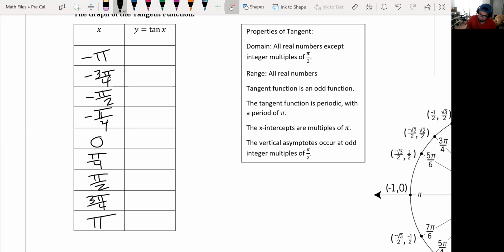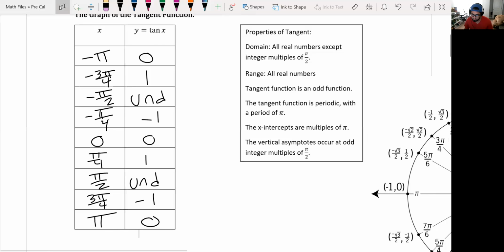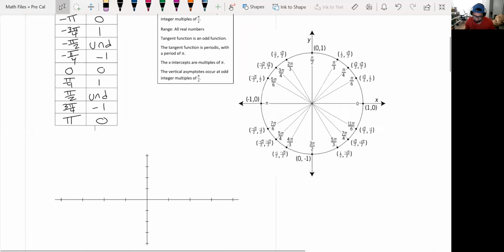Okay, so now when you plug in all these values to tangent, tangent at negative pi is 0. Tangent at negative 3 pi over 4 is 1. Then undefined at negative pi over 2, negative 1, 0, 1, undefined, and then negative 1 and 0. These are the parent function coordinates for tangent. These are the nicest ones to graph it with. Okay, so let's go ahead and plot it.